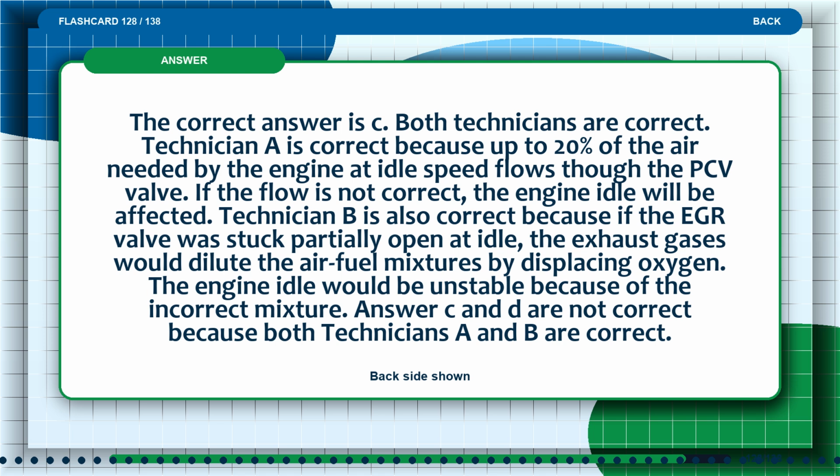Technician B is also correct because if the EGR valve was stuck partially open at idle, the exhaust gases would dilute the air-fuel mixtures by displacing oxygen. The engine idle would be unstable because of the incorrect mixture. Answers C and D are not correct because both technicians A and B are correct.